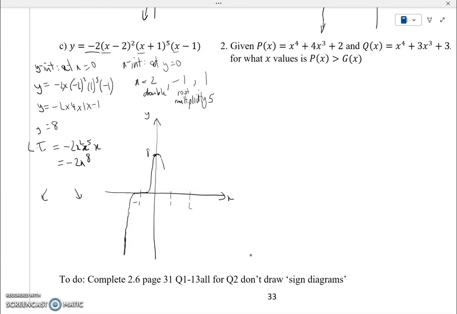1 is just a normal root, so we just go through that normally. Then I need to head here. 2 is a double root, so it's going to look like a parabola, and very steep because the leading term is power of 8. So that's what my graph looks like there. Very interesting looking graph.